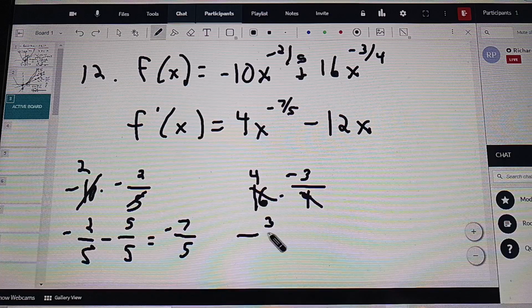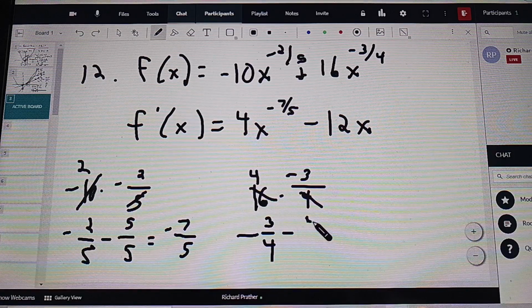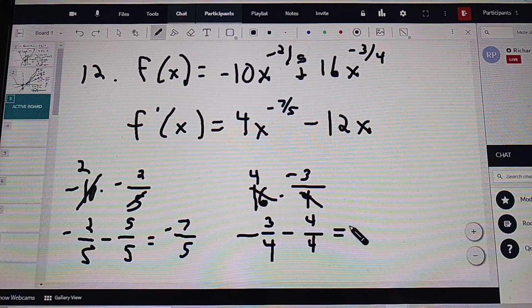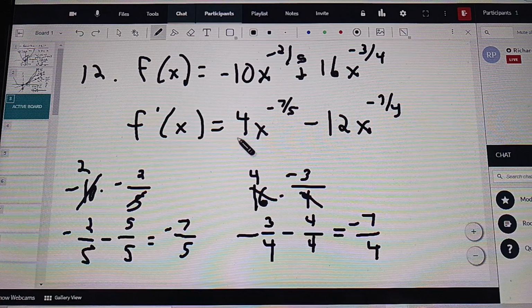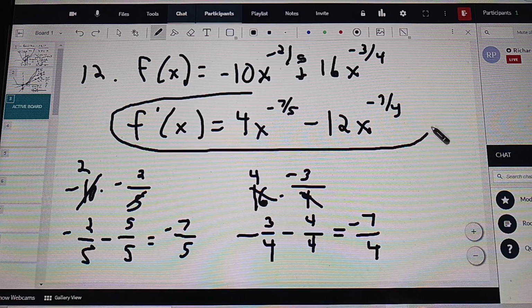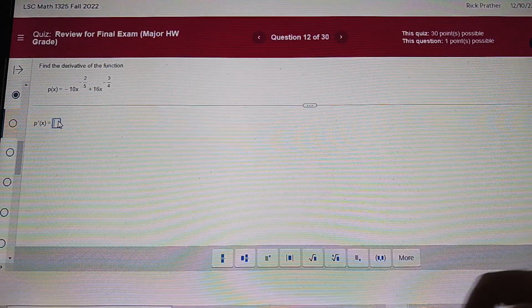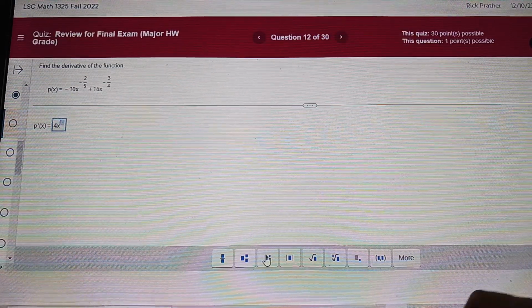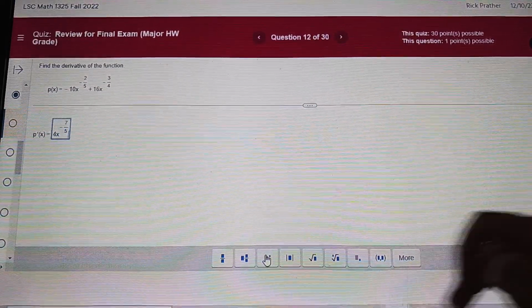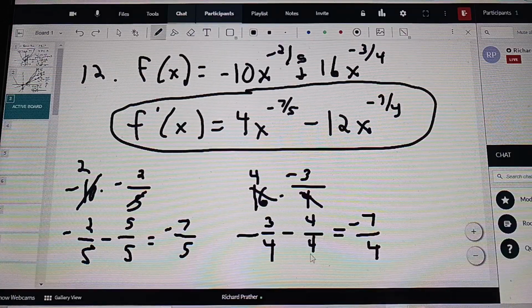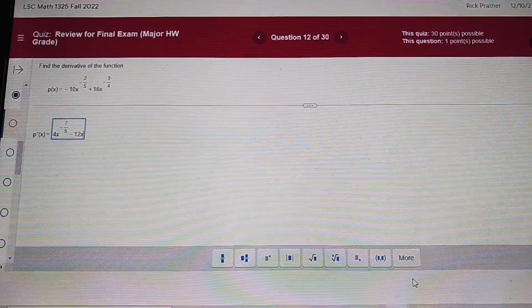And then take your -3/4 exponent and subtract 1 or subtract 4/4. So that would be -7/4. And both of the bases are just x, so this is it. So using the power rule, the derivative of the original function is 4x to the -7/5 minus 12x to the -7/4.